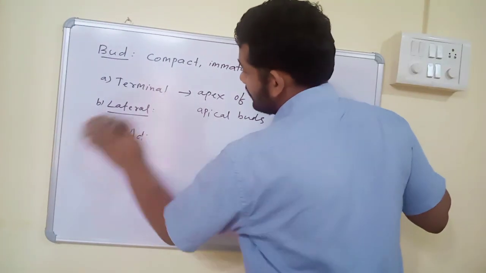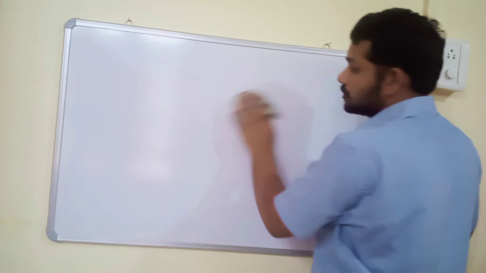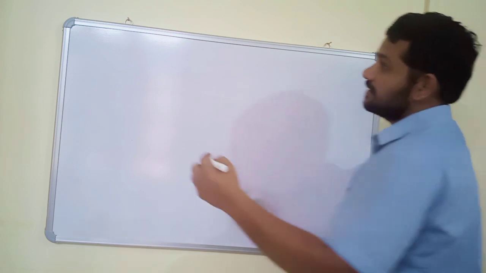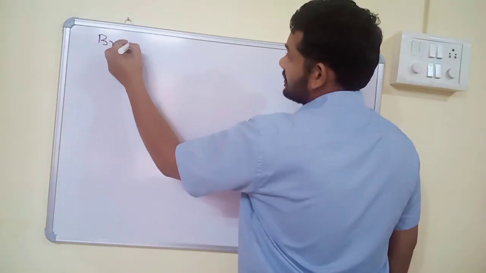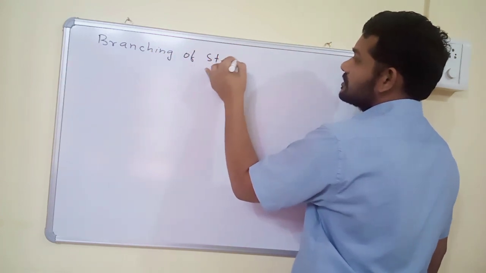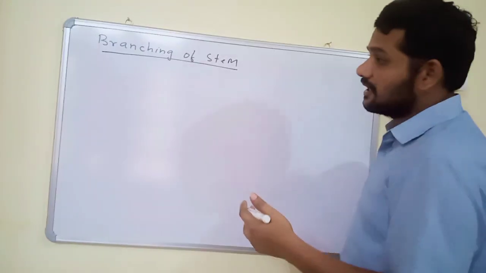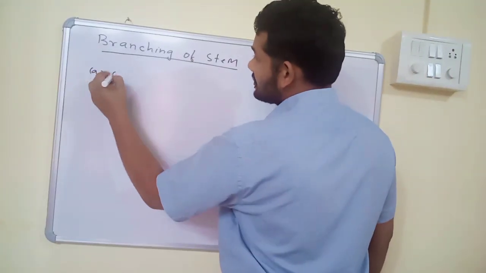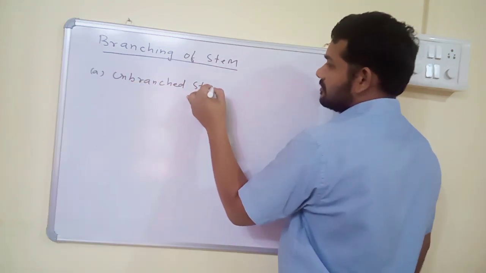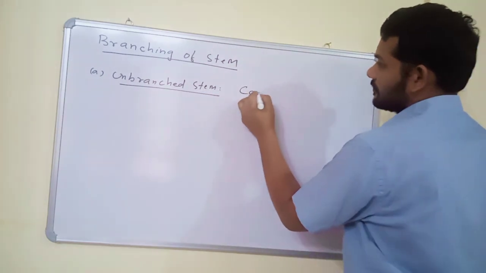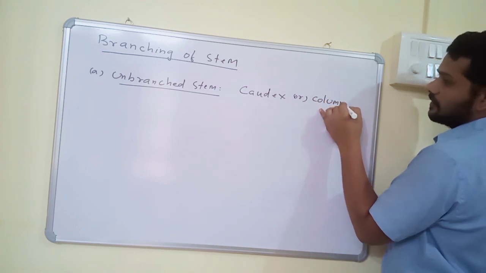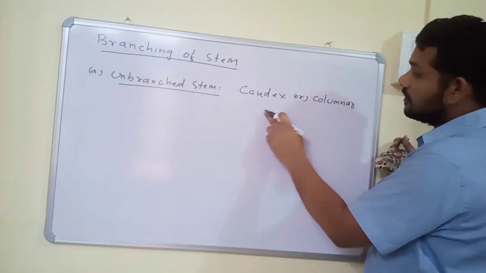Now, before discussing the various stem modifications, we should understand the branches of the stem. The stem usually has different types of branches, so now we will discuss the branching pattern of stem. The stem may be unbranched or branched. An unbranched stem is also called caudex or columnar.